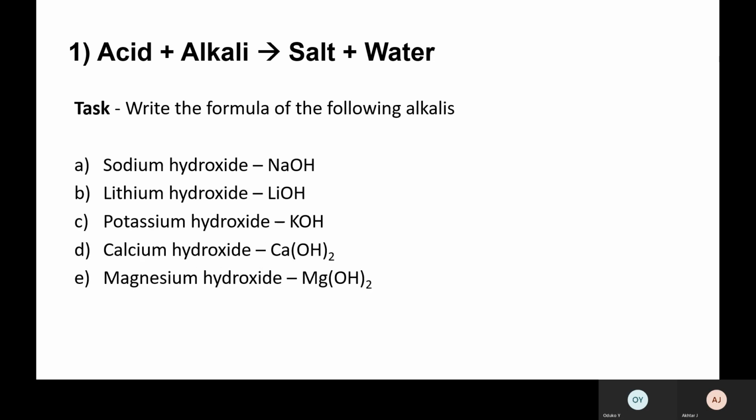Right, let's check your answers. Well done if you got those correct. Just remember the sum of the charge of each ion needs to add up to 0.